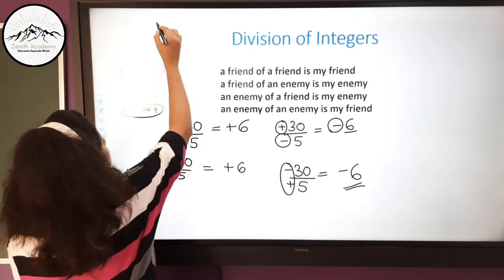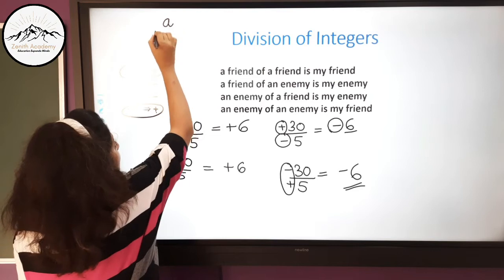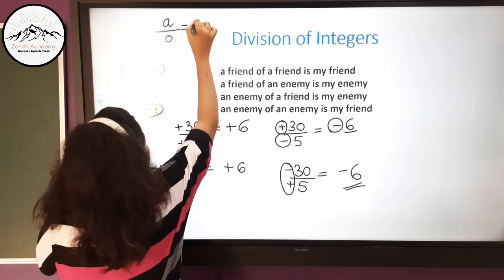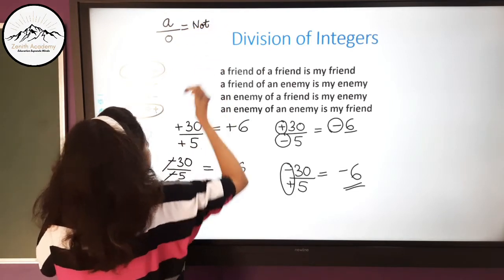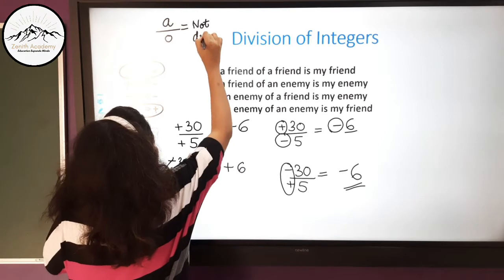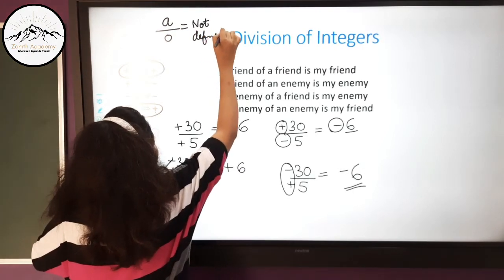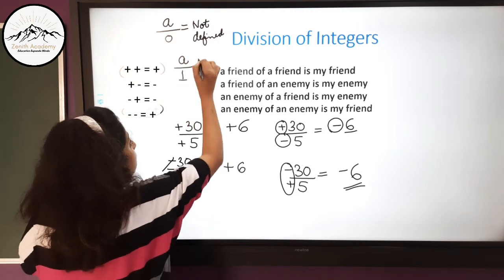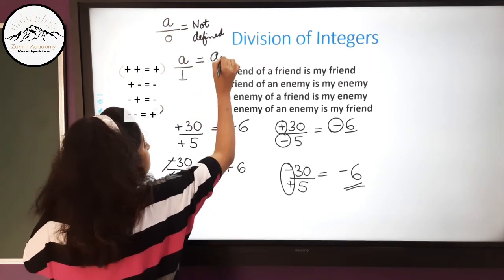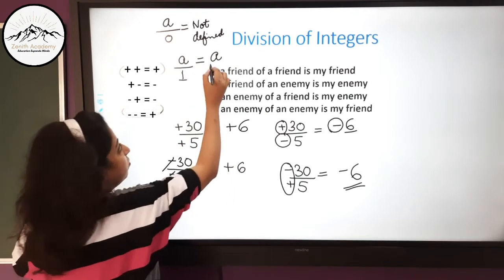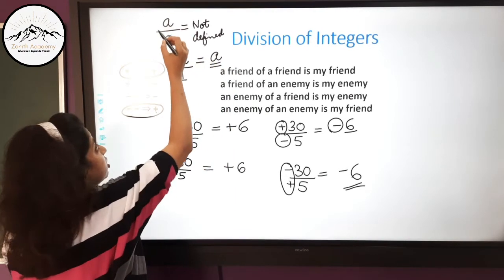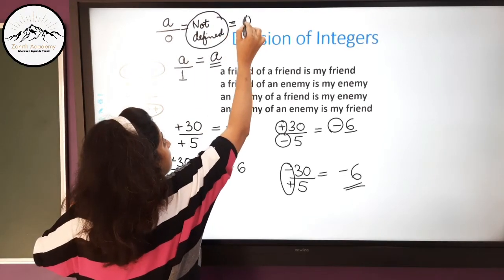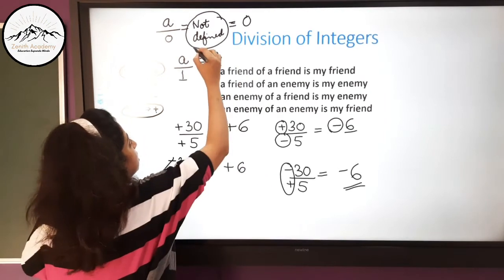Now here also, if I take any number and divide by 0, then the answer is not defined. We don't do this, not defined. And if we take any number and divide it with 1, it gives the same answer. Any integer divided by 1 will give you the same integer. Any integer divided by 0 is not defined, but for simplicity you can write the answer as 0 also. But this is not defined.